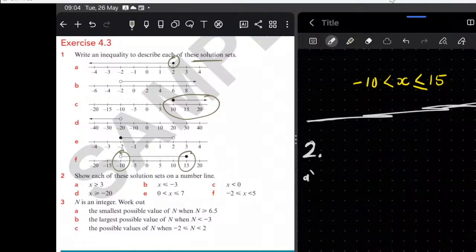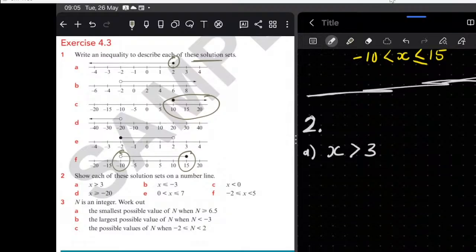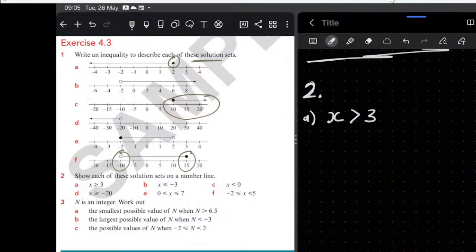Part A. We are now representing on a number line. In number 2, we are the ones now drawing the number line. They said we should draw the number line for x greater than 3. Can you see it? Let's draw that number line for x greater than 3. Number 2a. X greater than 3.